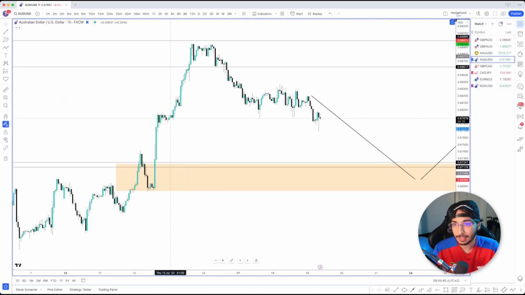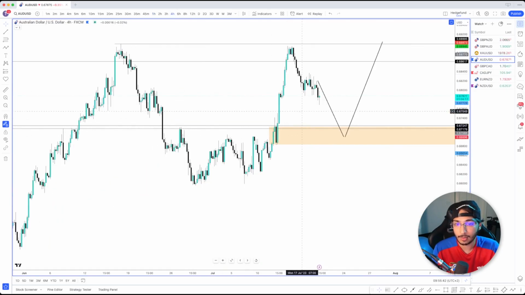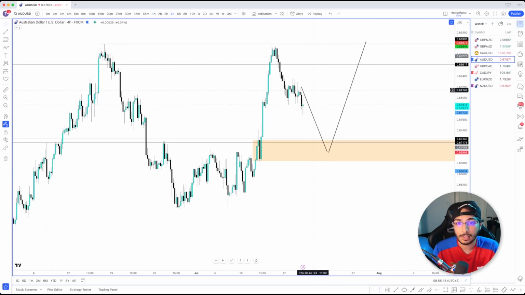AUD USD, nothing's really changed. Same 4-hour candle. If it gets there, that's what we want to see. This is a 4-hour time frame. AUD USD isn't the fastest moving pair. This will probably take a few days. Maybe a day, maybe two, depending on news.